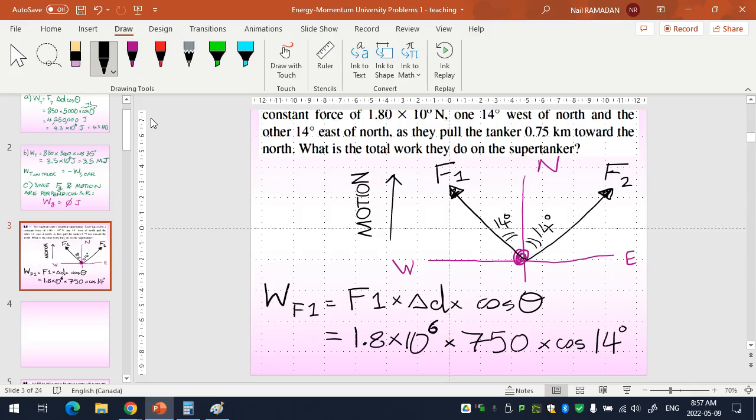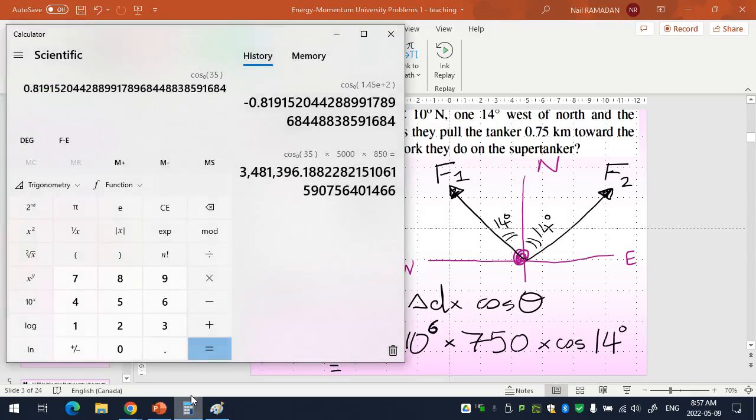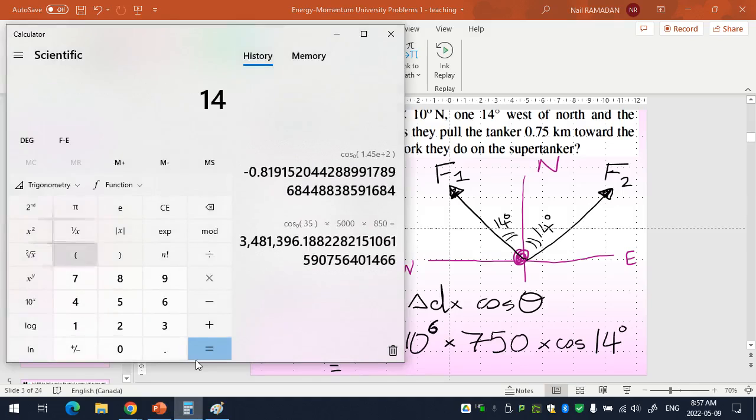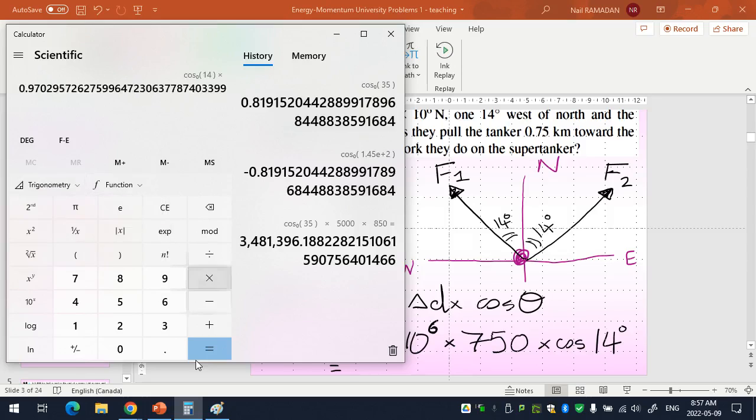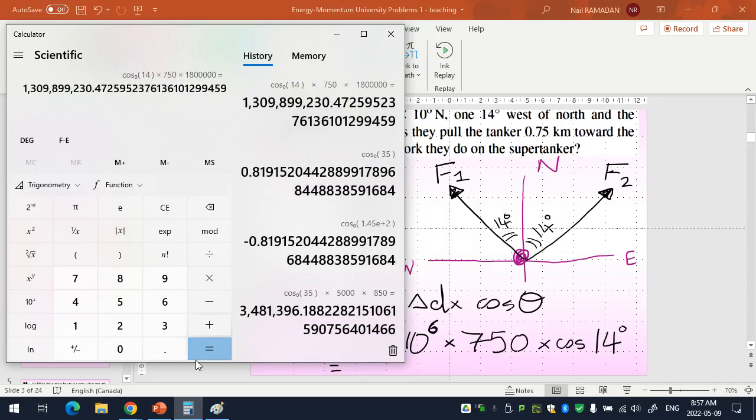So we just now multiply these two, and that will give us the work. Let me clean first. Cosine 14 degrees times 750 times 1.8 exponent 6. Boom, that's the answer. A huge amount of work, as expected, of course.